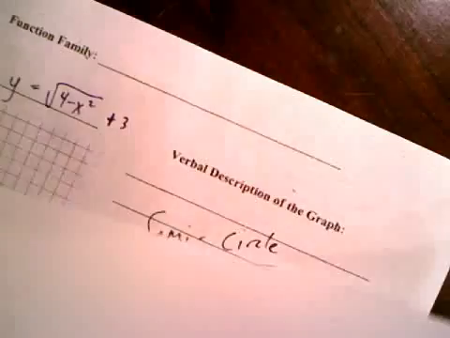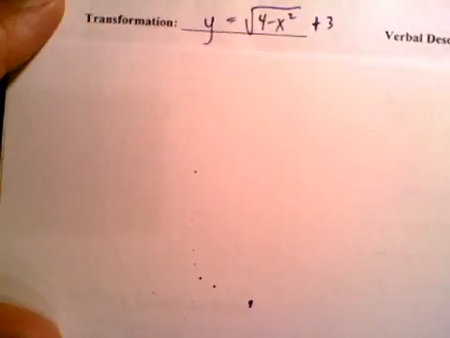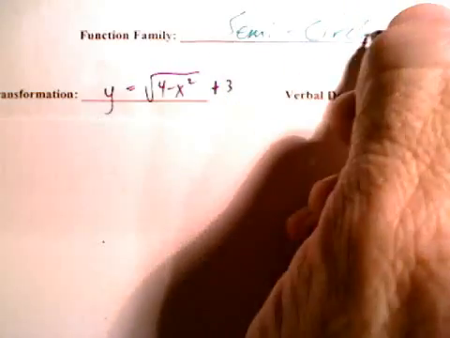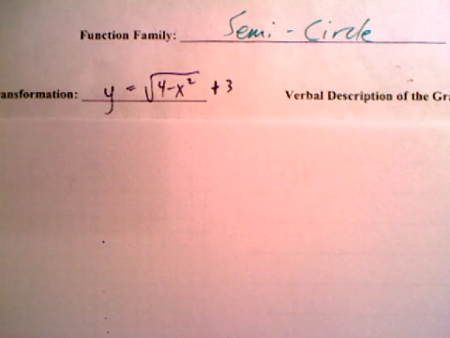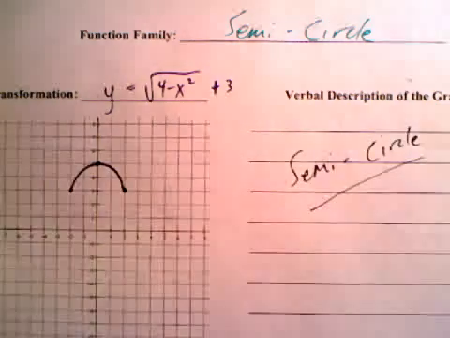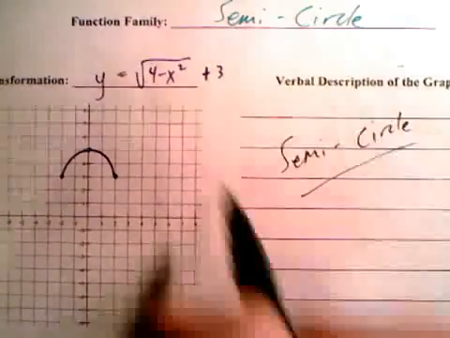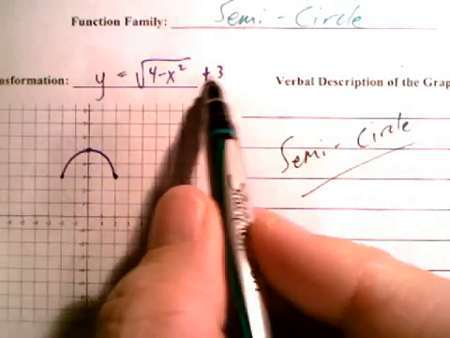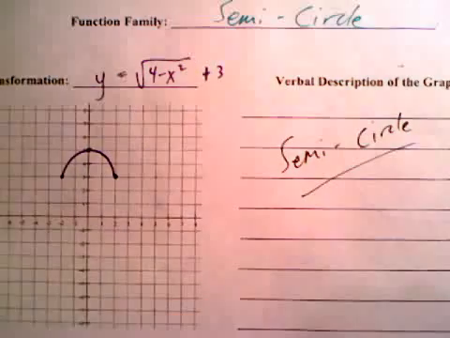Page 19. I encourage you to pause the video as soon as you see what the transformation is, but page 19 is this transformation right here. Y equals, and this is a semicircle, you can write this down, semicircle, and we have the square root of 4 minus x squared and then plus 3 on the outside. Pause the video, here we go. Semicircle, all we did was we took the radius of 2, semicircle, and we bumped it up 3 units. Bumped it up 3 units, and there you go.